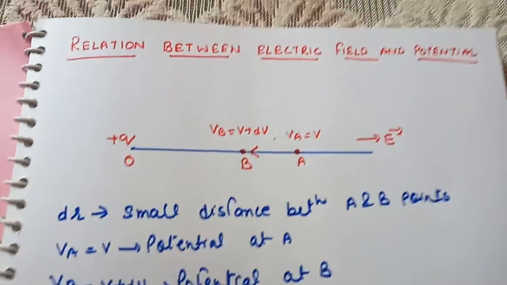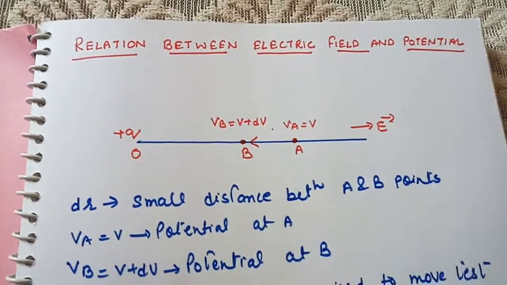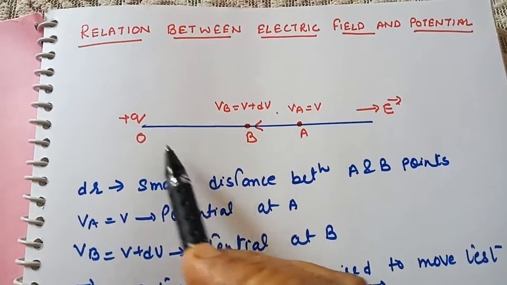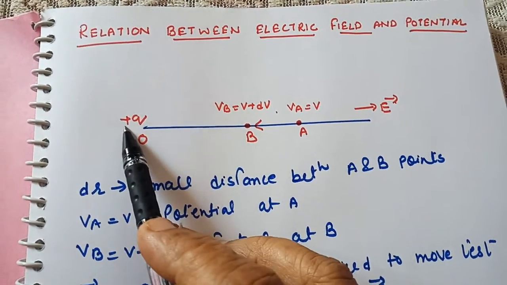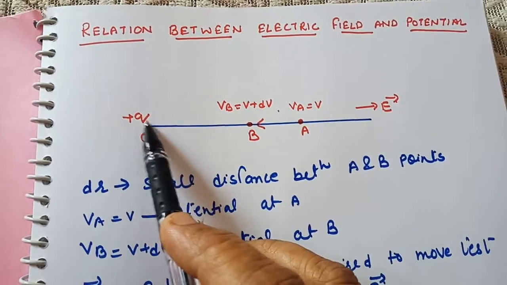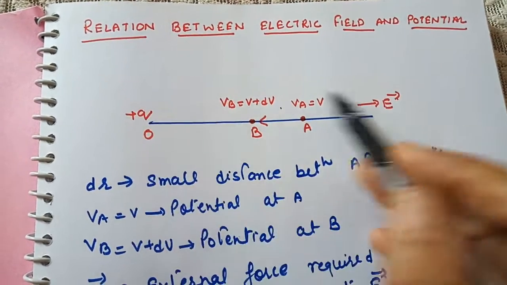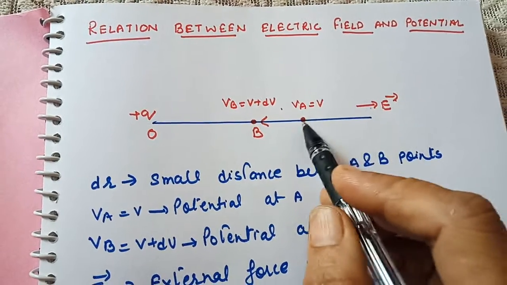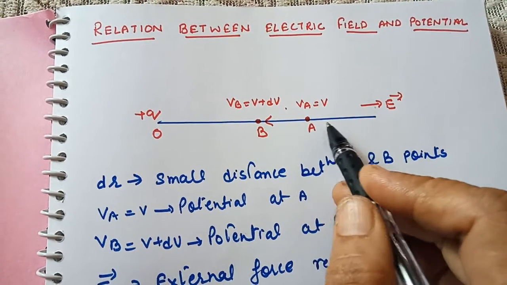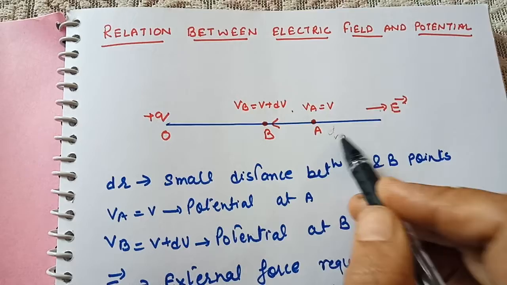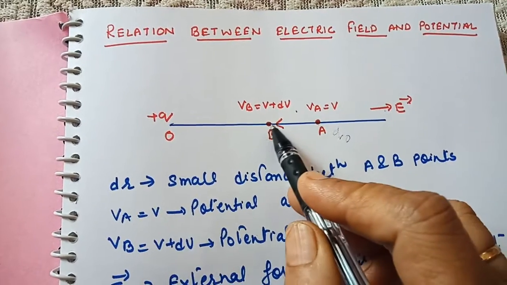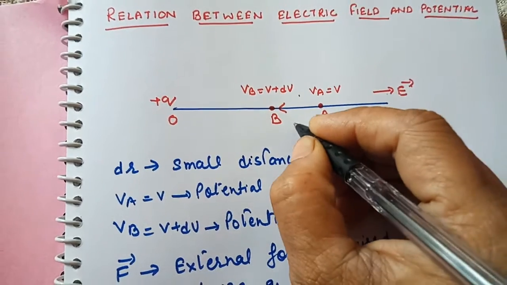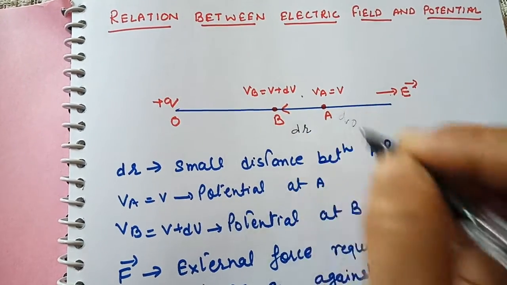Now children, in this video I am explaining the relation between the electric field and potential. For this, I have considered a source charge +Q, and this is the direction of the electric field. You are bringing a unit positive test charge, suppose Q naught, from point A to point B in the electric field through a very small displacement dr.